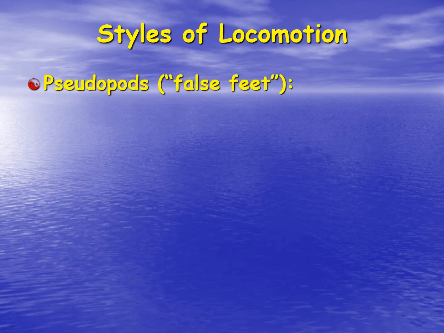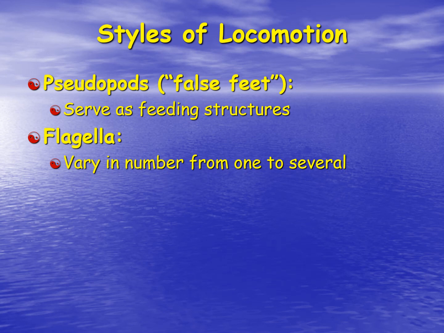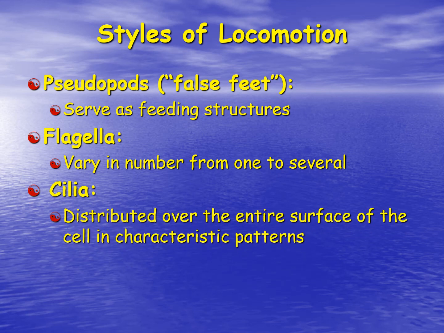So, styles of locomotion. Some protozoans use what we call pseudopods or pseudopodia, and literally it means false foot. These can serve as feeding structures and actually form endocytic vacuoles that bring food into the cytoplasm. Flagella vary in number from one to several and can be located in various areas around the cell. And then cilia, and these typically are distributed over the entire surface of the cell for most of these protozoan parasites.